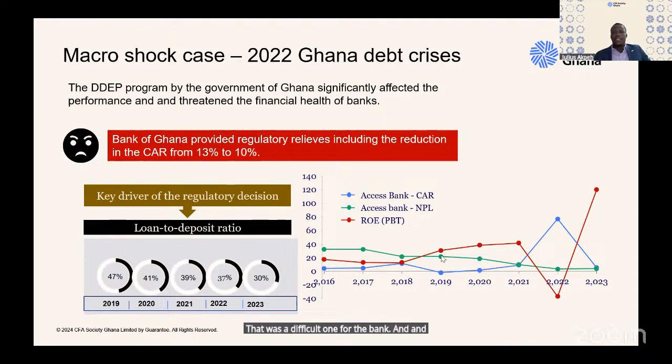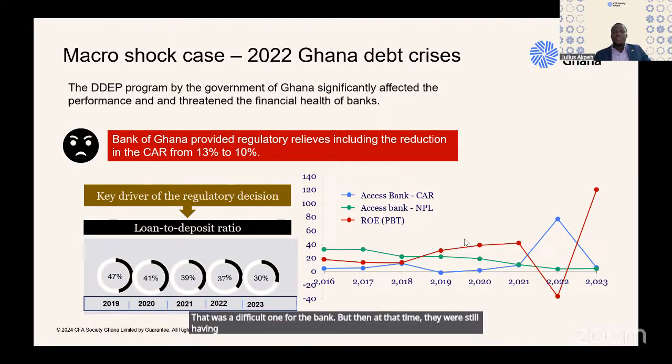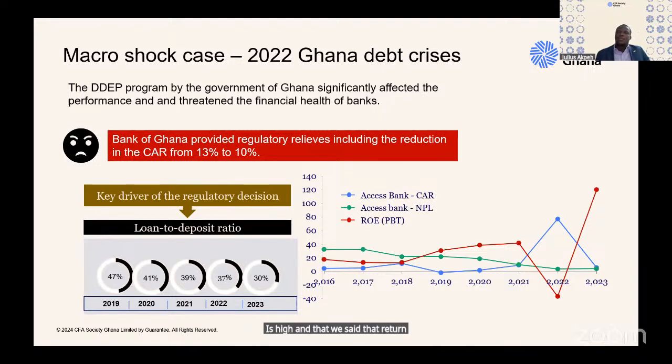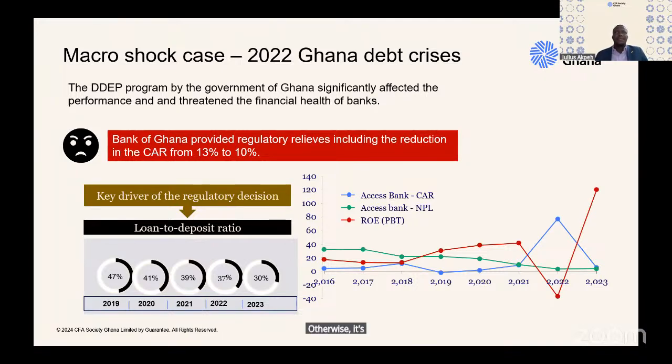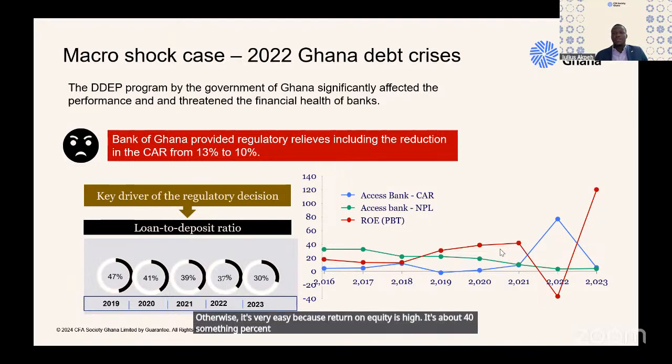But then at that time, they were still having a very high return on equity. So you see, the argument I've been making always is that the fact that return on equity is high, and that we said that return on equity has a high correlation with the valuation of a bank or a company, doesn't mean that we just take that and close our eyes on every other thing. Otherwise, it's very easy because return on equity is high. It's about 40-something%. Why not just take return on equity of 40-something% and run away with it?